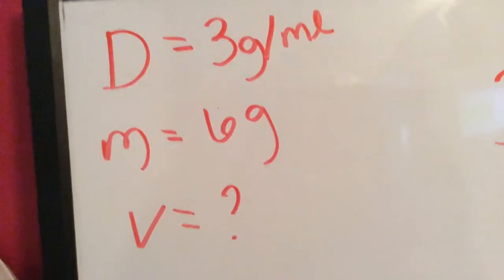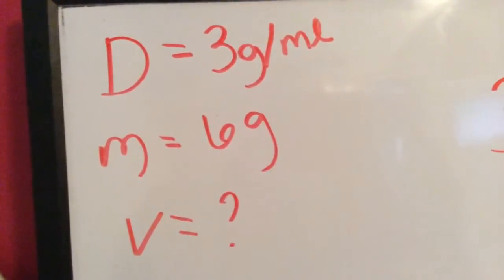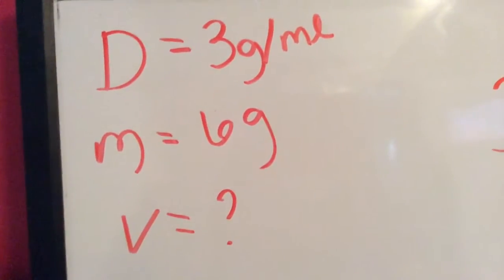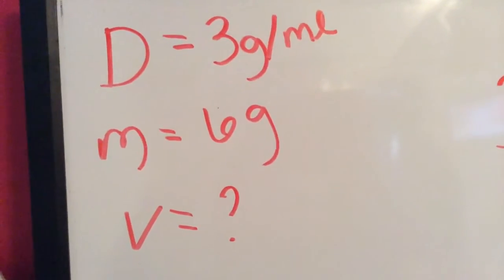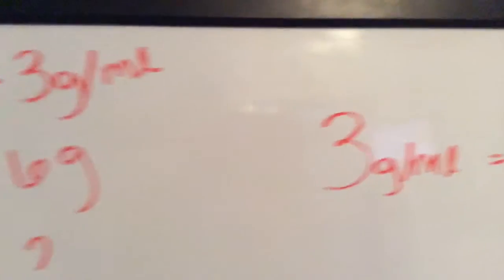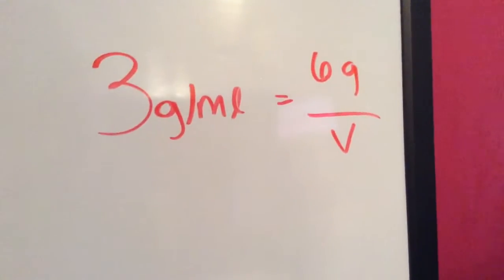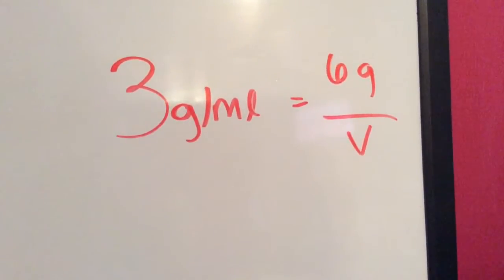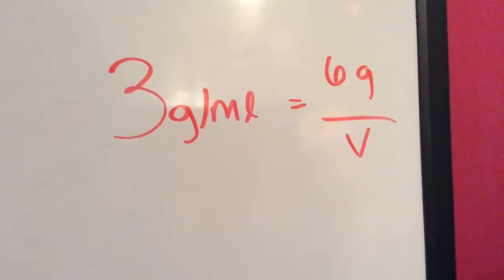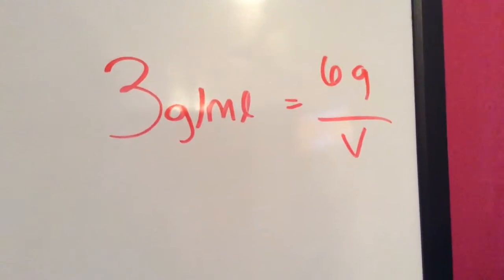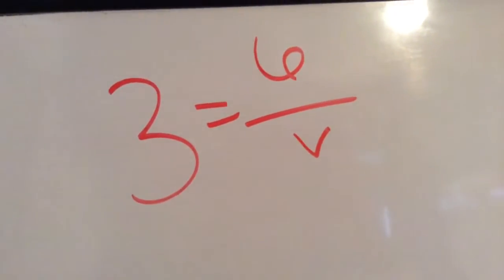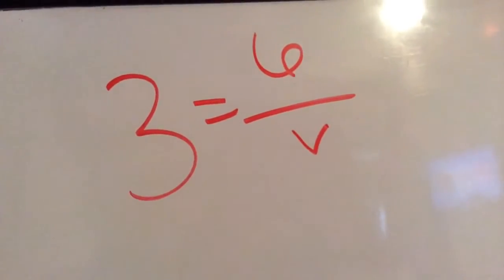Another type of problem you might see is when your density and mass is given to you and your volume is unknown. So for this problem, our density is 3 grams divided by milliliters, our mass is 6 grams, and our volume is unknown. The next step would be put your information in the basic density formula. We know our basic density formula puts density on the left side of the equal sign and mass over volume on the right. So we fill in our density formula like so.